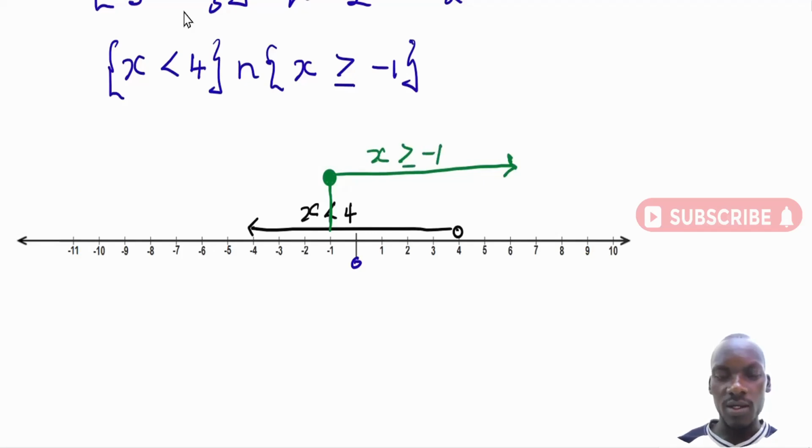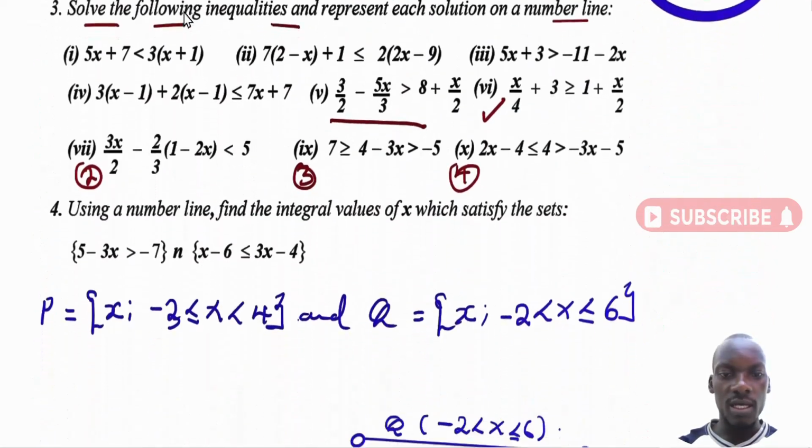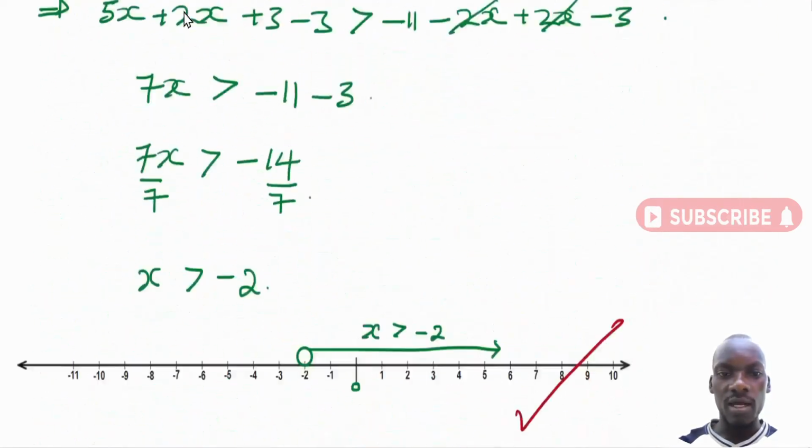So the intersection set is from negative 1 to 3 here. So this is the intersection, which is x less than 4 intersection x greater than or equal to negative 1. Then let me check. Did they ask for stating the solution? Yes, they said find the integral values.